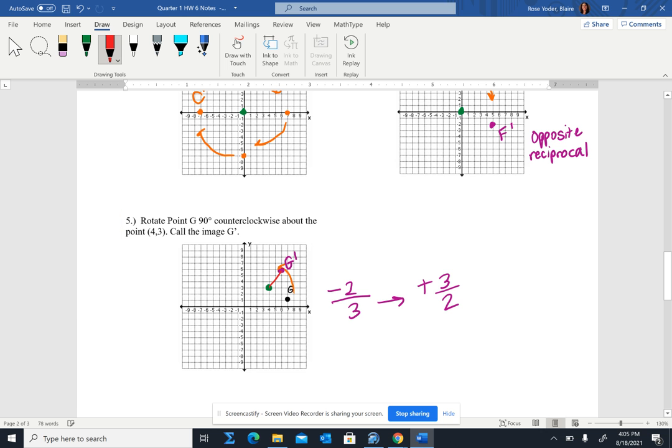I'm going to draw those segments in again just to make sure that it looks like a 90-degree angle. And it does. So that's a little mini lesson on rotations.